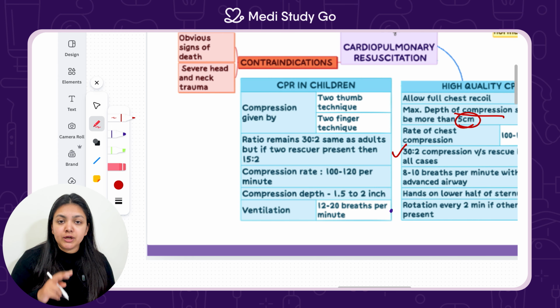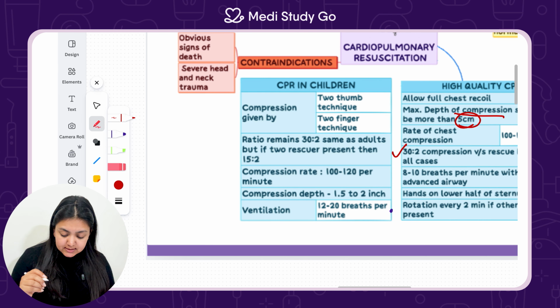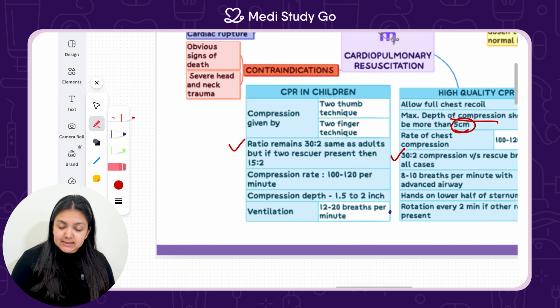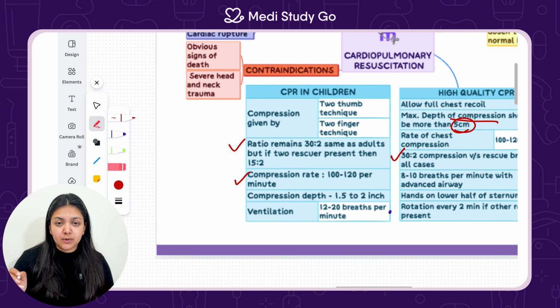But for children, only 2 thumbs or 2 fingers are used, and you give slight pressure using the 2 fingers. That is enough for children. The ratio stays the same, which is 30:2. Also, the compression rate stays the same, which is 100 to 120 per minute. Suppose you are just giving compressions, they have to be 100 to 120 per minute.